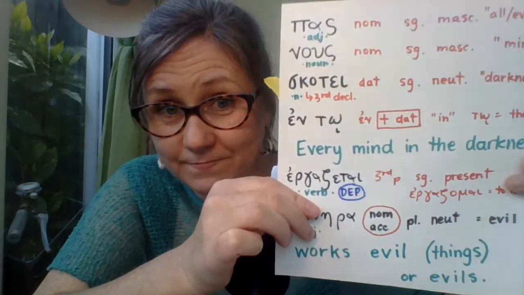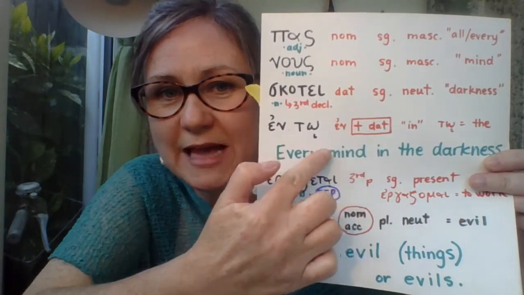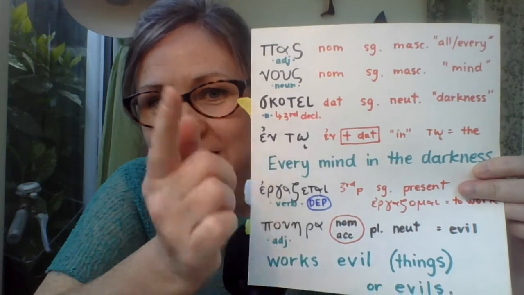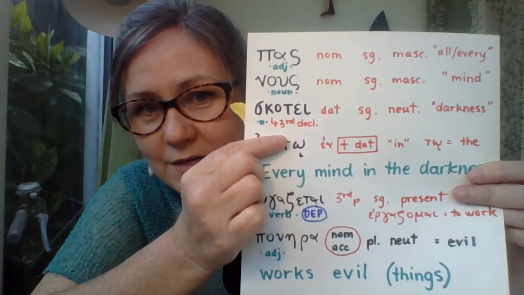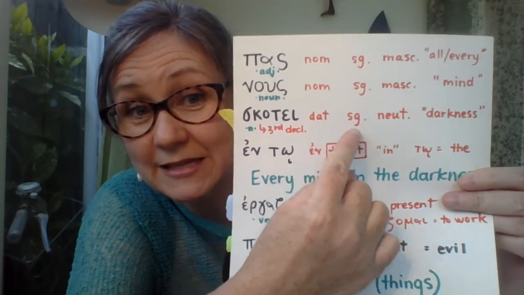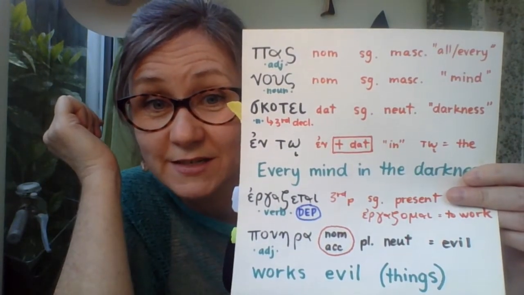Next in the sentence, I would go to skotei. The next phrase was en tō skotei. So I looked up, what is skotos? Oh, it's a third declension noun. So looking at my third declension noun chart, I found out that it was in the dative singular, and it was neuter, and it means darkness. So I put little tabs, so I've got a yellow tab here. Let's look at the neuter, dative, singular of the third declension. Yes, here it is.